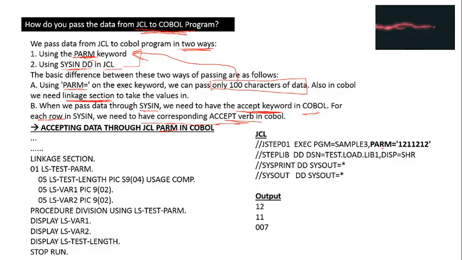Like I have JCL and there is PARM 1 2 3 4 5 6 7, which itself has length 7. So in the linkage section, we give its first length, a usage COMP type variable, and second the LS variable 1, variable 2, and you can give variable 3 as well. And in the procedure division you need to give USING LS-TEST-PARM.